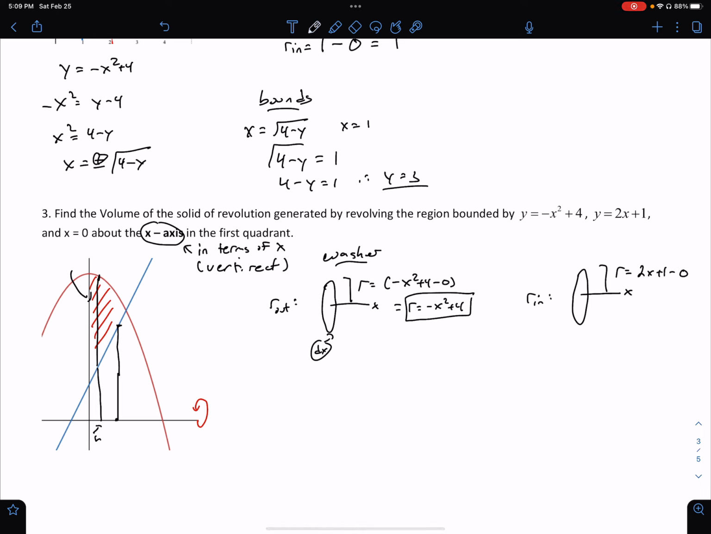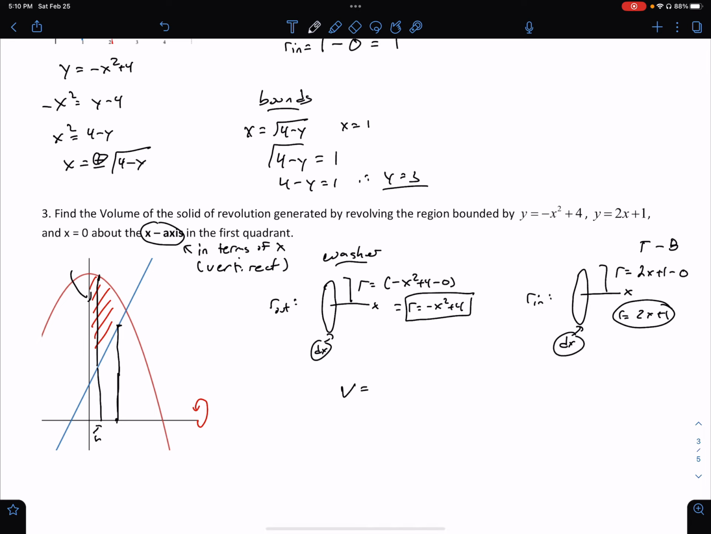minus the bottom, which is again the axis of revolution. Remember, this is always going to be the axis of revolution. So when we go top minus bottom here, the bottom is always our axis of revolution, where the top is our function. The thickness, how wide our rectangle is, that's just dx again. That's always going to be dx, so there's our height. So our radius is just 2x plus 1.